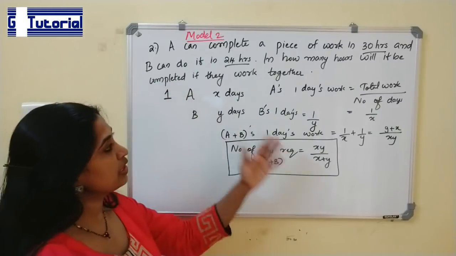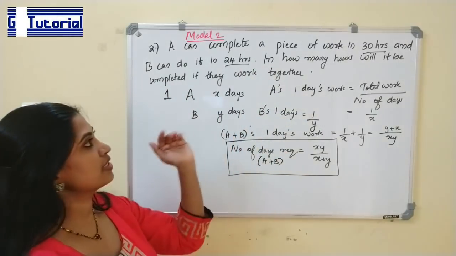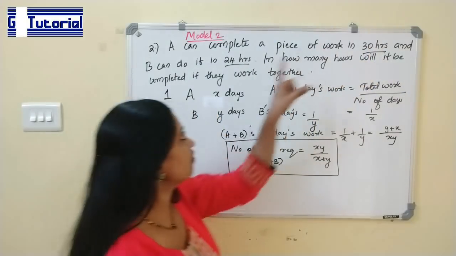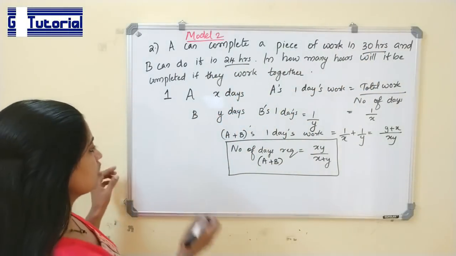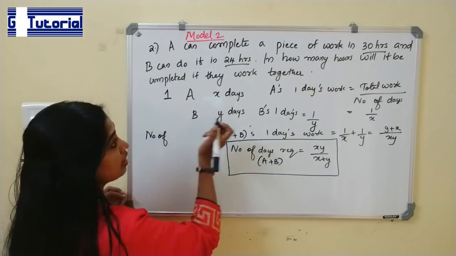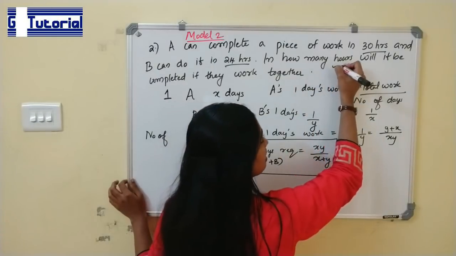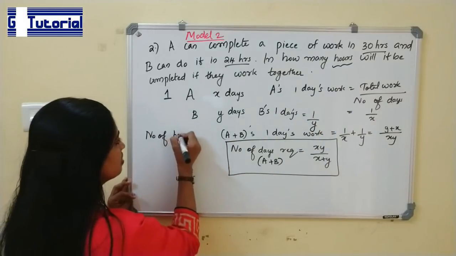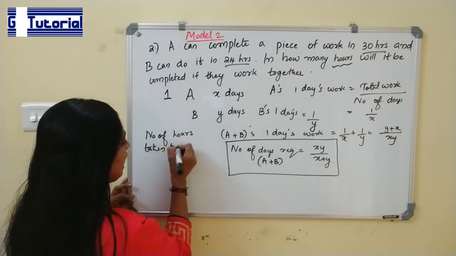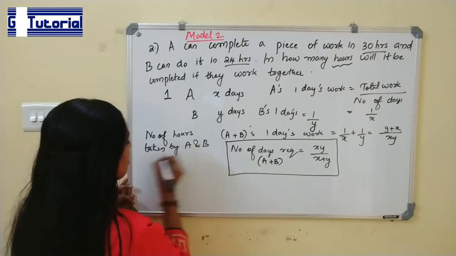We just need to apply this formula in this case. Here X is given as 30 hours and Y is given as 24 hours. So here it is not days, it is given in terms of hours. So the number of hours taken by A and B together to complete the work.